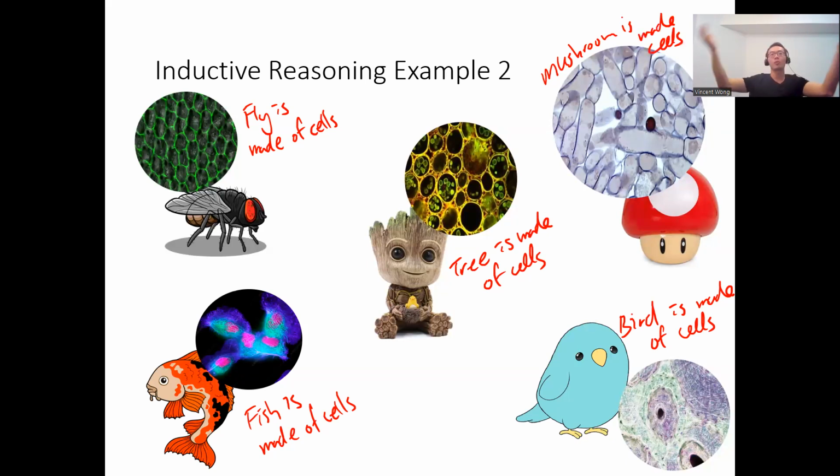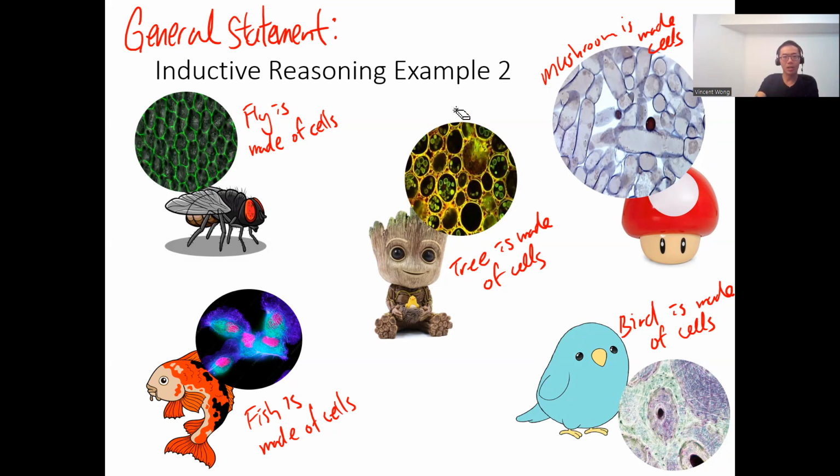What's the general statement? What's the conclusion that you can make based on all these observations? Help me out. What's the general statement? Anyone? Okay. Nia said all those things are made out of cells. They are made up of cells. Everything is made of cells. Okay, yeah, I think Ramon, your statement is the most accurate one.